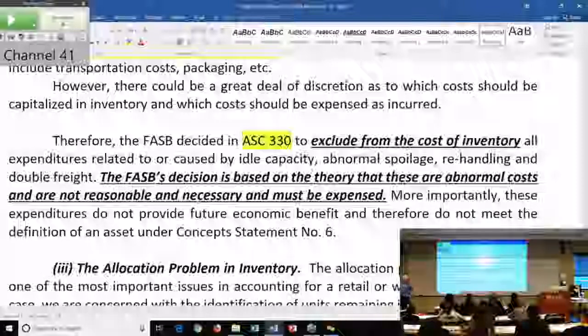So inefficiency does not meet the definition of an asset under this concept statement that we covered back in the conceptual framework. It doesn't have future economic benefit. So if something doesn't have future economic benefit, it is not an asset. So inefficiencies, waste, abnormal spoilage, that should not be added to inventory. What could be added to inventory is the first transportation, maybe packaging. So in many cases, when a corporation or a retailer buys products, they'll buy them in bulk and then they'll repackage them. And that's how they would sell them. That repackaging is part of the inventory cost.